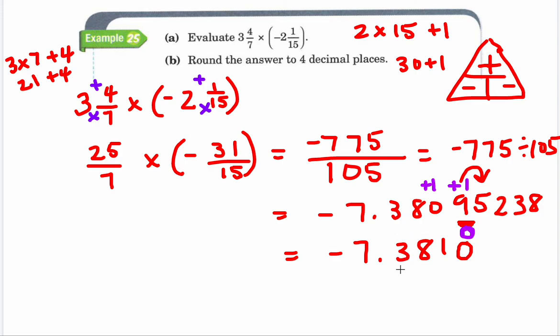Rounded to 4 decimal places: 1, 2, 3, 4. And remember, even though the 4th decimal place is a 0, we have to keep it there because they wanted it to 4 decimal places. Adding 1 bumped the neighbor over to a 1.